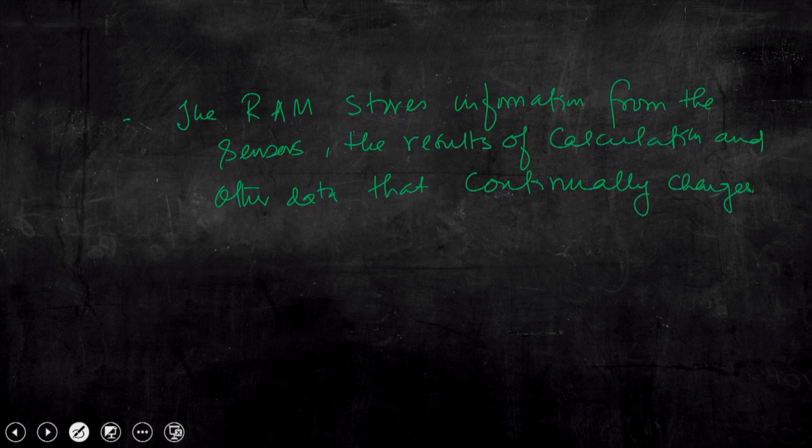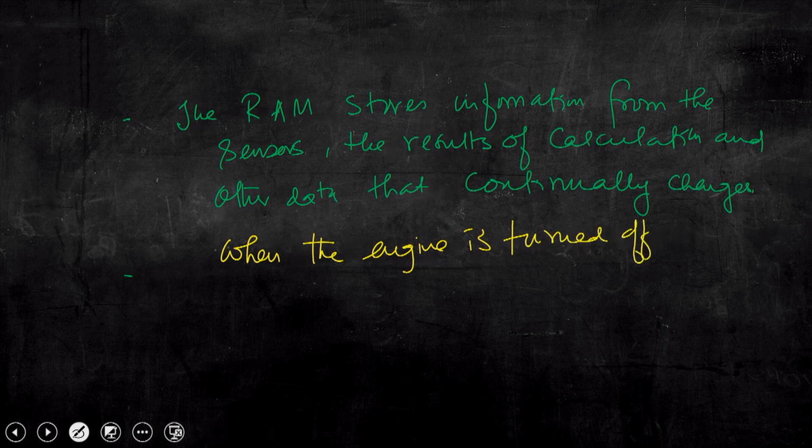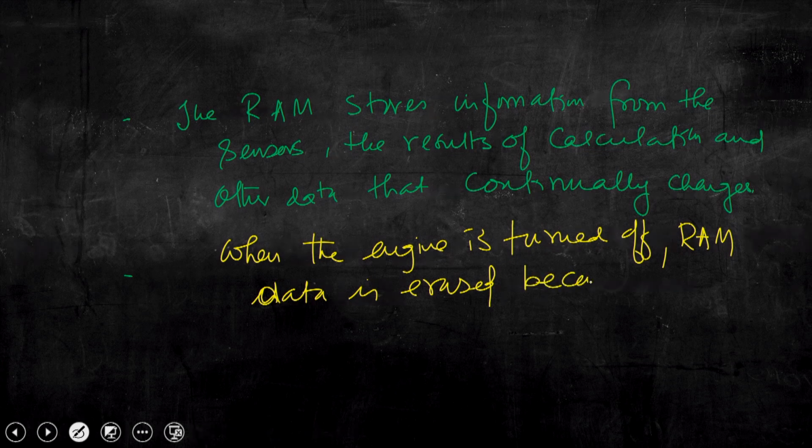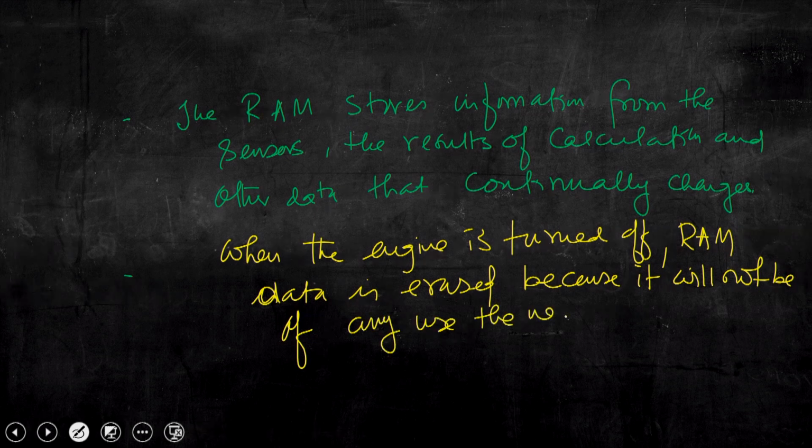Right. So, the last important point that I will write about this chip is, when the engine is turned off, RAM data is erased, because it will not be of any use the next time the engine is started. Okay. So, the last point is very important.